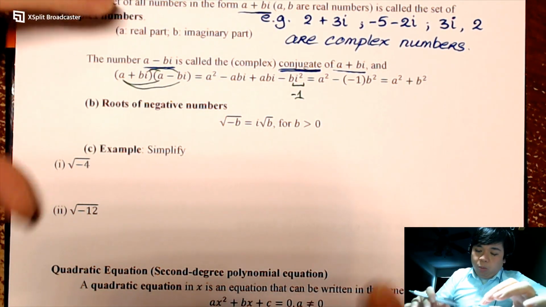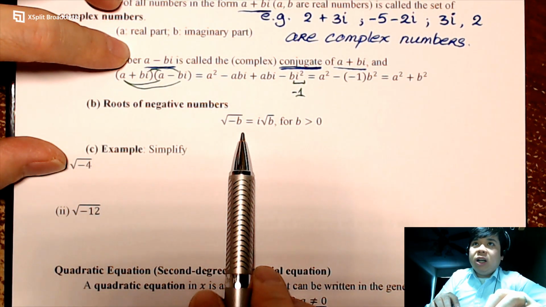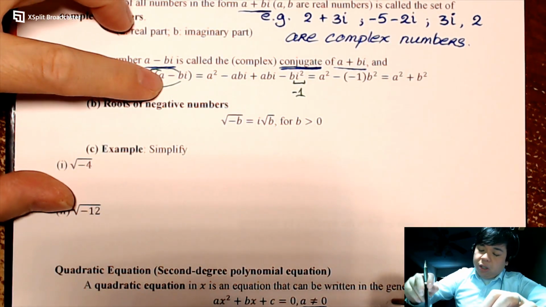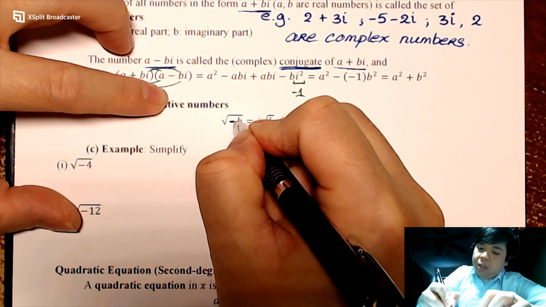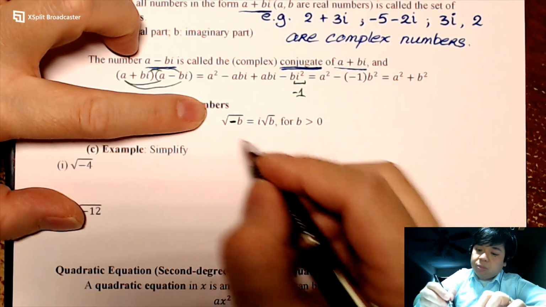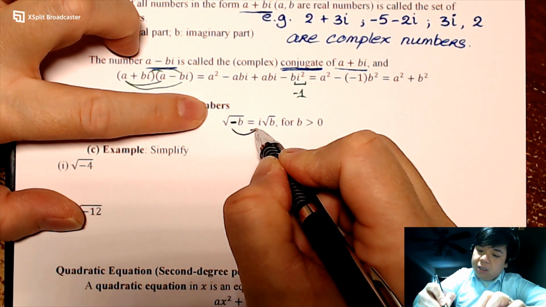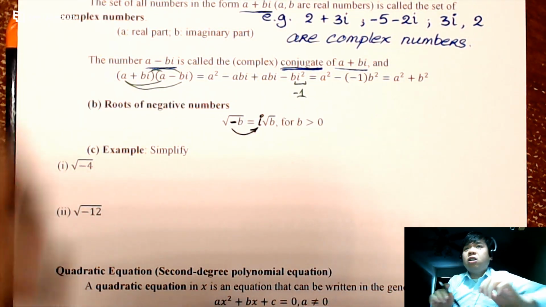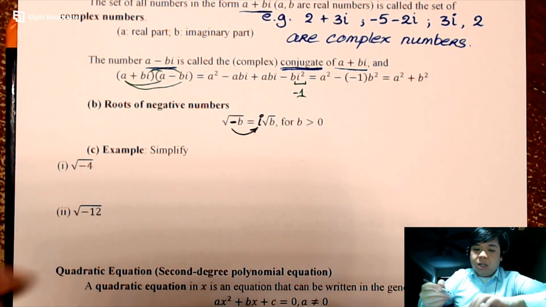Actually, what do we do with the square root of a negative number? Whatever we do, if we have a negative inside a square root, we take that negative outside, and it becomes an i on the outside of the square root. So, you see how that works.